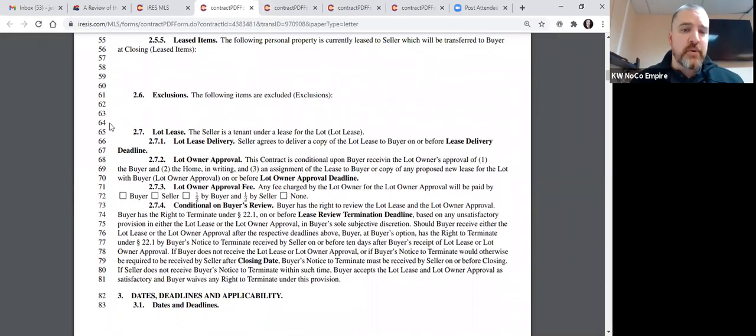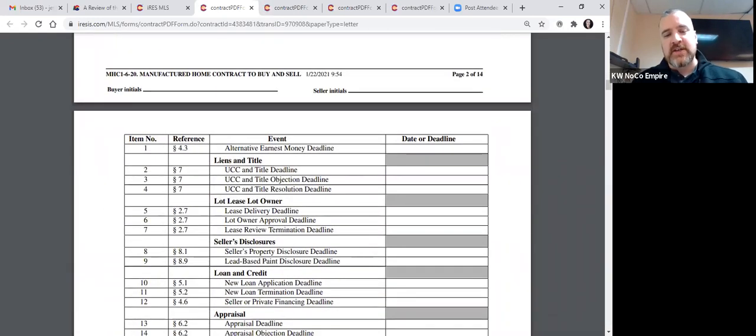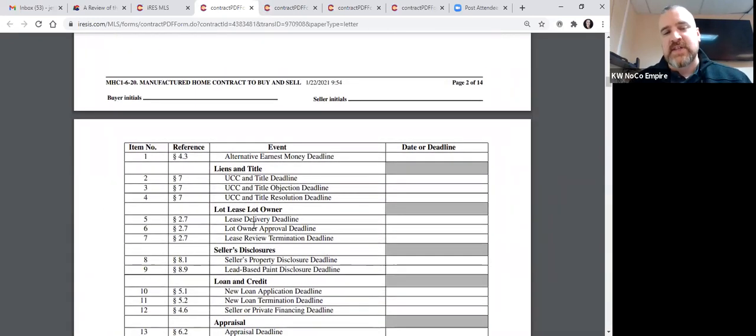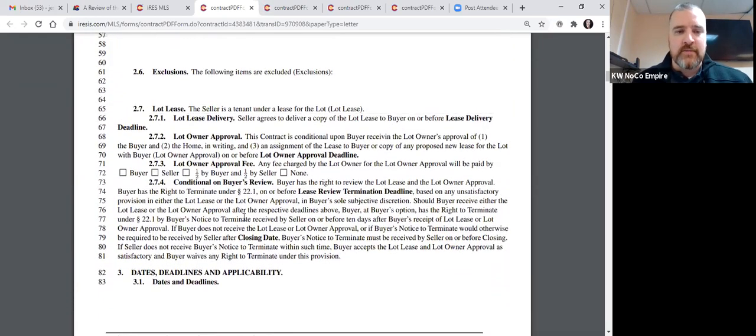Okay. 2.7 is all new. So the lot in 2.7 is where we talk about the lot lease. So the seller is a tenant under a lease for that lot, and that's defined as the lot lease. Okay. So the seller is going to agree to deliver a copy of that lot lease to the buyer on or before the lease delivery deadline. Okay. So you'll see that that's one of our dates and deadlines in our dates and deadlines table that was not in the standard contract to buy and sell. Okay. So seller's going to deliver that lot lease to the buyer on or before the lease delivery deadline.